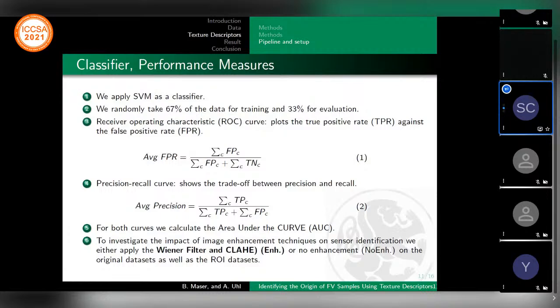Then next, we also want to investigate if image enhancement techniques help for sensor identification, and so we apply a Wiener filter and Klarheit. We call this approach enhancement, but we also apply no enhancement so that we can compare enhancement versus no enhancement.